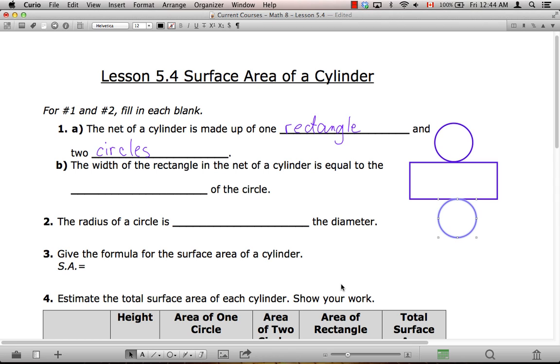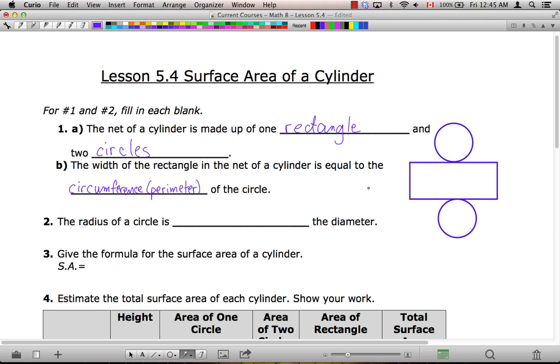So the width of that rectangle in the net of the cylinder is equal to the circumference of the circle, which circumference is just a fancy word for the perimeter of the circle.